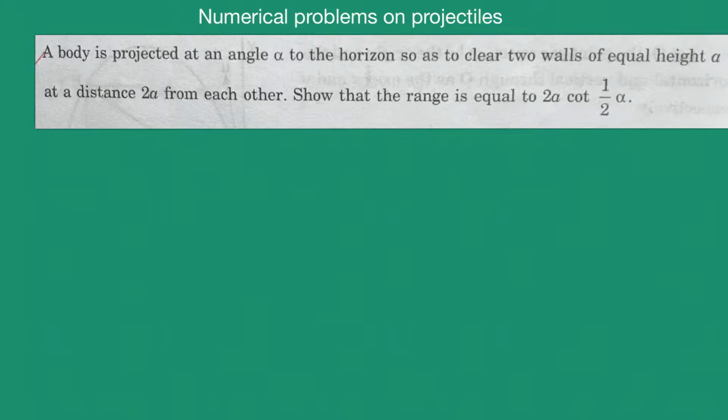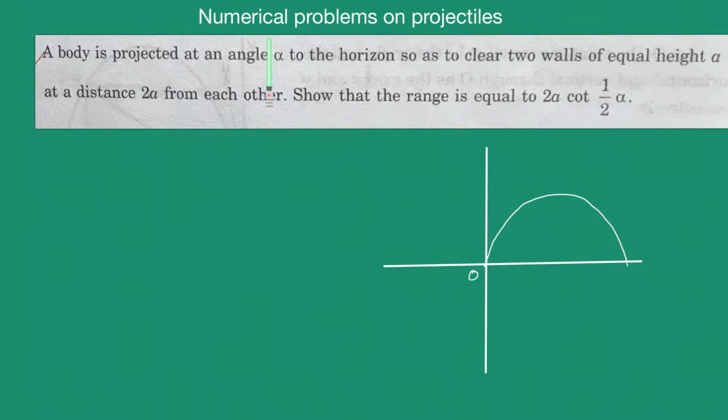So let me first form the figure. This is the x-axis, this is the y-axis, and say this is the point of projection O, and a particle is projected from here to here at an angle alpha. So the angle of projection is alpha.